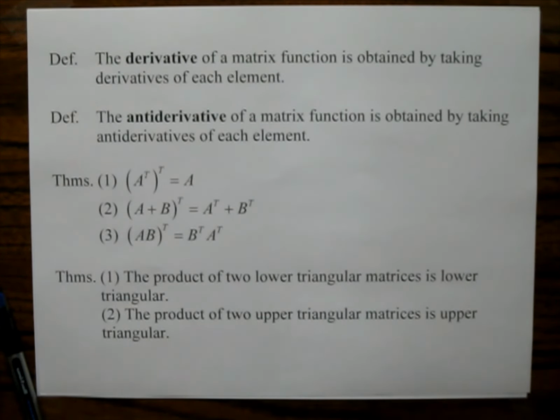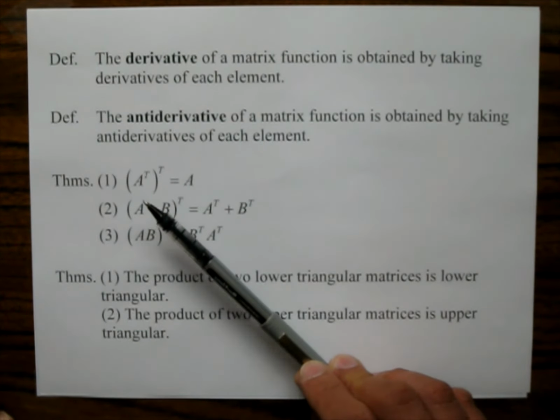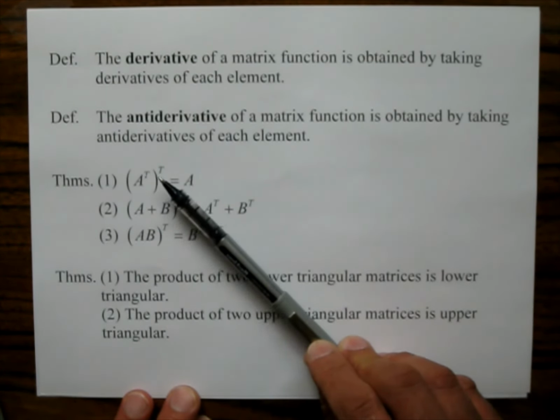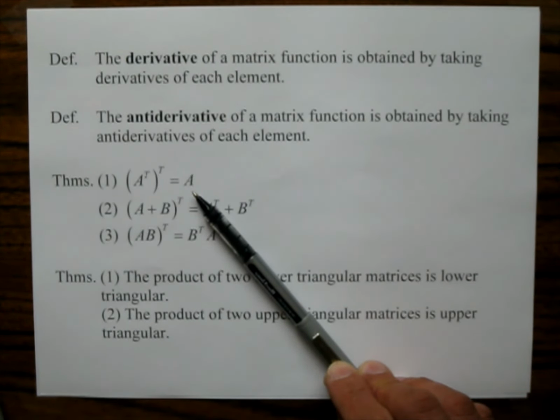Here are some theorems. You don't have to memorize these. A transpose transpose equals A. Okay, and that seems pretty obvious. But if you were a math major taking a linear algebra class designed for math majors, maybe at the university, you would actually do formal proofs of these.